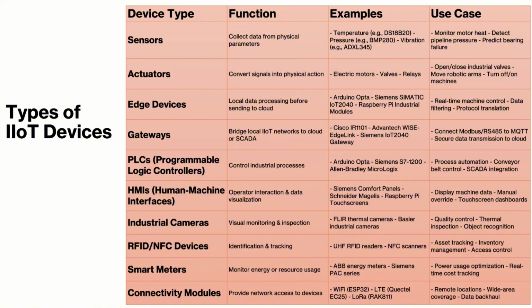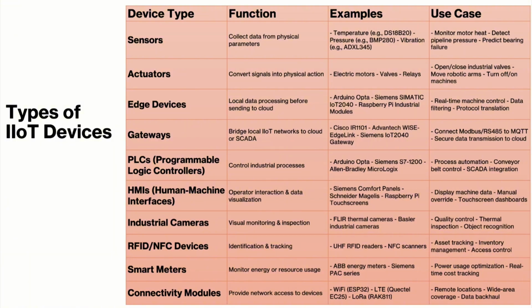Next, we have the controllers, which are devices like PLCs or micro PLCs, such as Arduino Opta. Controllers are the decision makers. They take data from sensors, process it, and decide what actions need to be taken. Then come actuators, which are the action takers. They can open or close valves, start or stop motors, sound alarms, or turn on lights based on the controller's decision. In addition to these, we also have gateways, which are responsible for sending data from the factory floor to the cloud or central servers, and sometimes even performing pre-processing on the data before it leaves the local network.